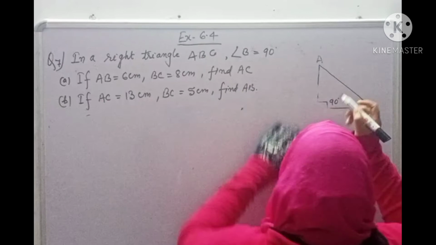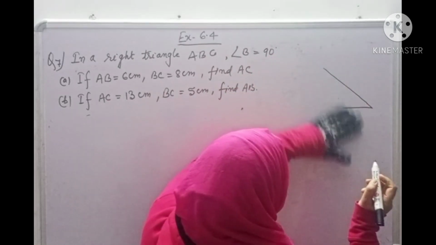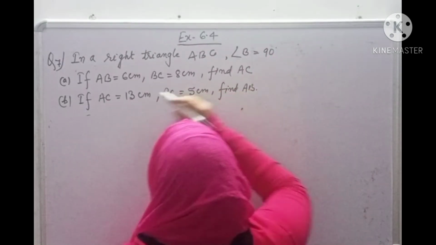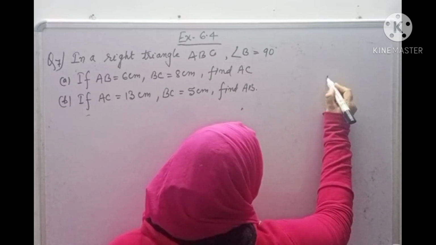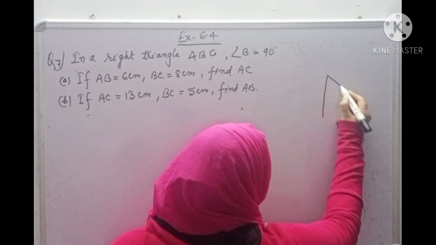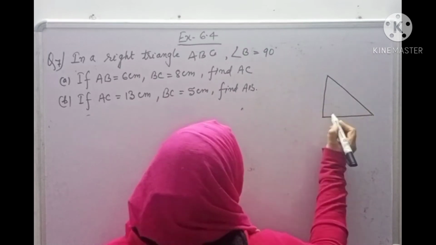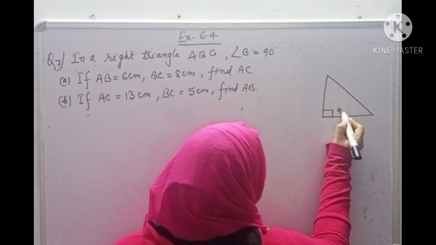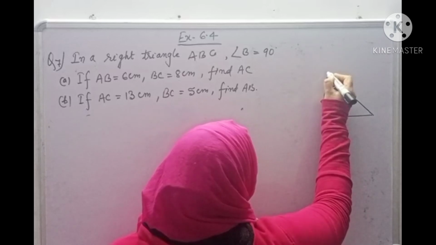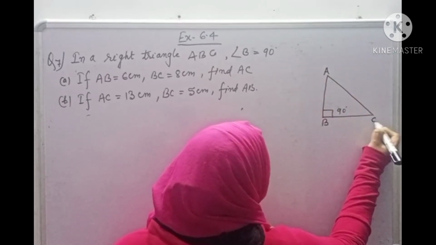Rub it completely. Here in a right triangle ABC, पहले हम right triangle ABC ड्रा करेंगे. Angle B is 90 degree. So write down here angle B 90 degree. This is B, this is A, and this is C.